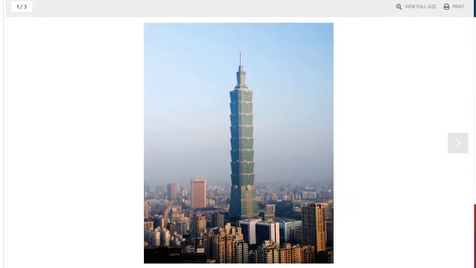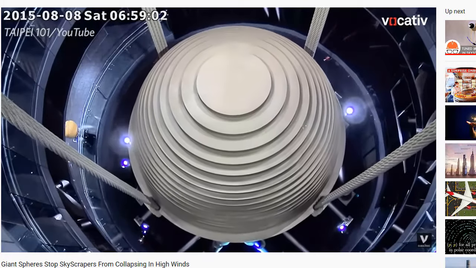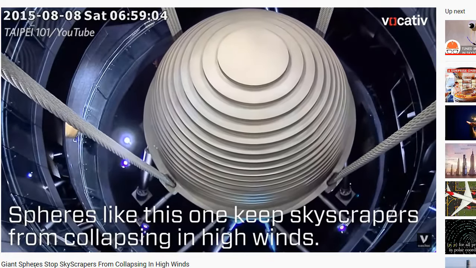Now, a really cool engineering application of this damped pendulum occurs in this building right here. It's called Taipei 101. It's one of the world's tallest buildings. This exists in a part of the world where there are hurricane force winds called typhoons. And you can imagine the forces acting on this building. Now, when the winds start rocking this building, the pendulum starts swinging.